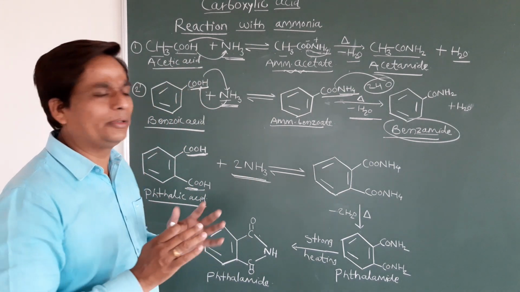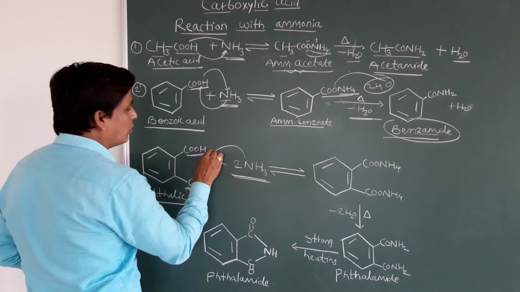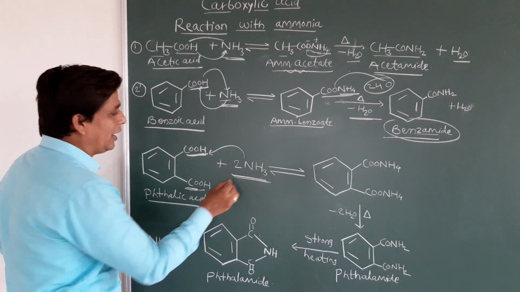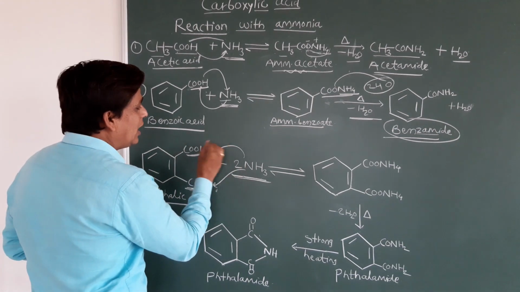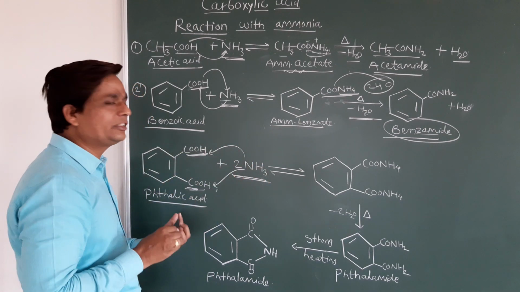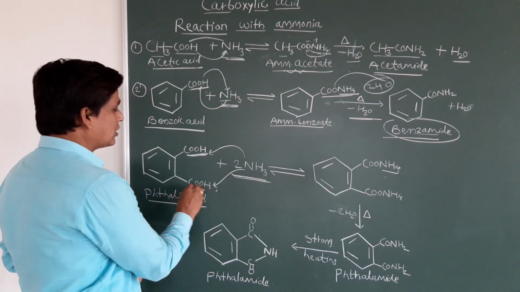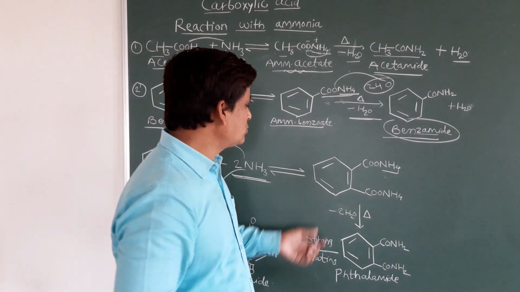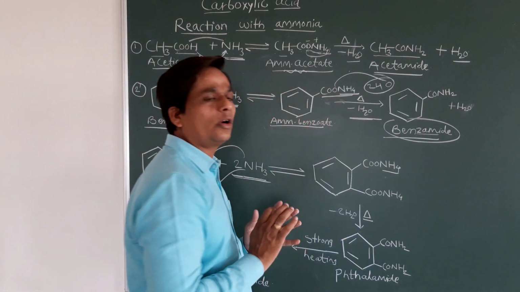Here two carboxylic groups are there, so we take two ammonia molecules. The reaction mechanism will be the same. One ammonia molecule reacts with this carboxylic group, and one molecule reacts with the other carboxylic group. The same procedure goes on. Hydrogen is attached, then it converts into NH4, and we get this structure, again the same intermediate. On heating, it loses two water molecules.